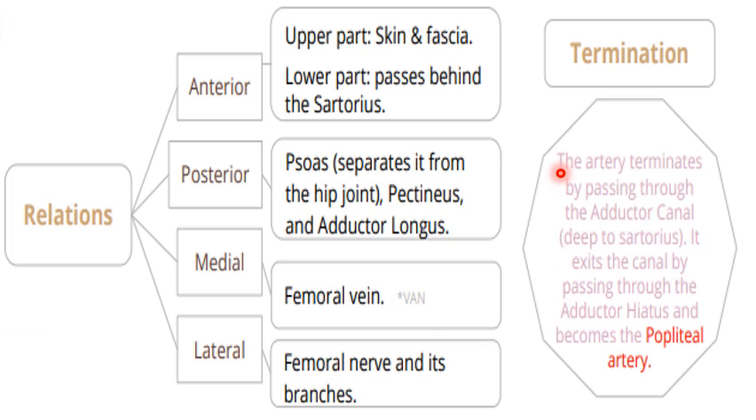And the artery, how does it terminate? It terminates passing through the adductor canal, and via the adductor hiatus, it exits the canal and enters into the popliteal fossa as the popliteal artery. So the femoral artery continues as the popliteal artery. From above, the external iliac artery continues as the femoral artery, entering behind the inguinal ligament, and this femoral artery continues as the popliteal artery in the popliteal fossa.